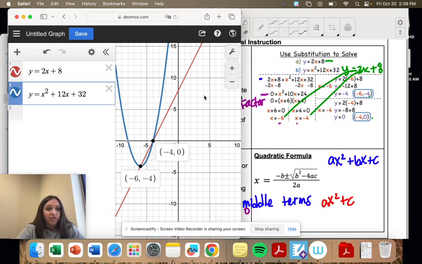So this is the graphical way to do it. This is the algebraic way to do it. I want you to learn both, because if you ever take a college class, you're going to have to do this way without a calculator. So you're going to need to learn how to do both of those.